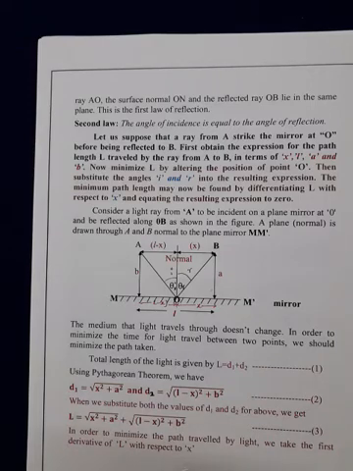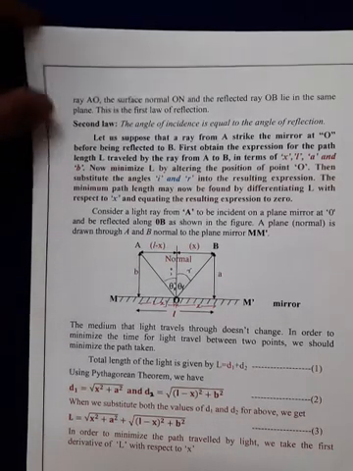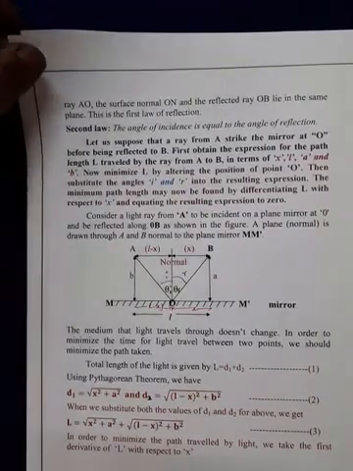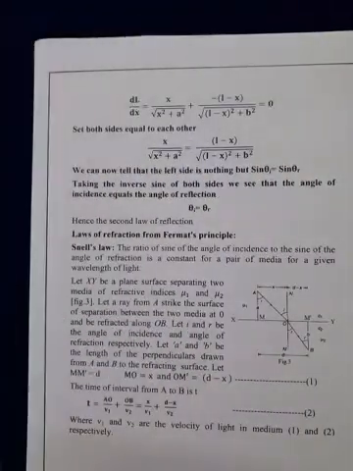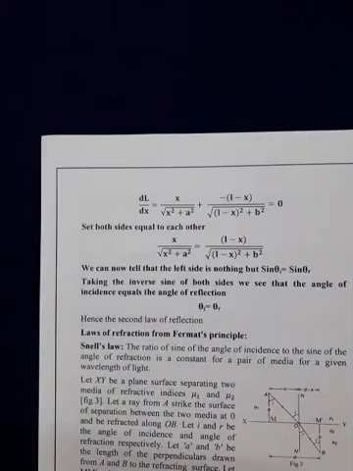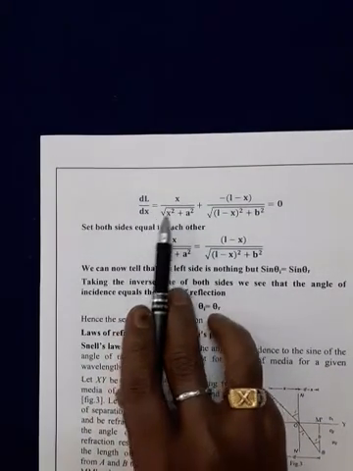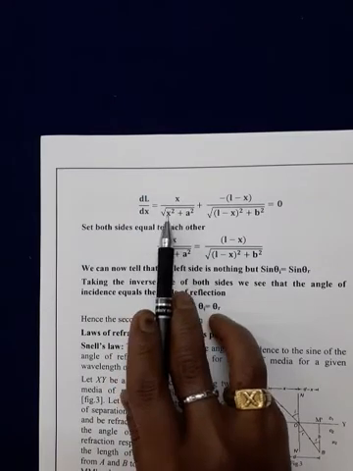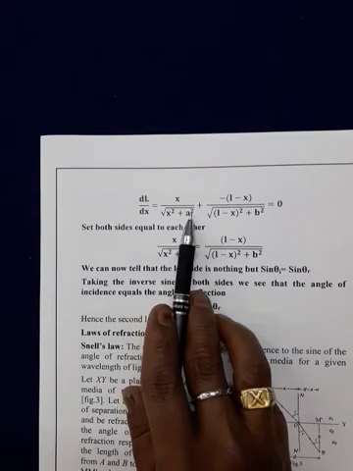In order to minimize the path traveled by the light, we take the first derivative of L. As usual, while solving Fermat's principle, in order to minimize the path traveled by the light, we take the first derivative of L with respect to x. Then dL by dx is x by under root of x square plus a square.